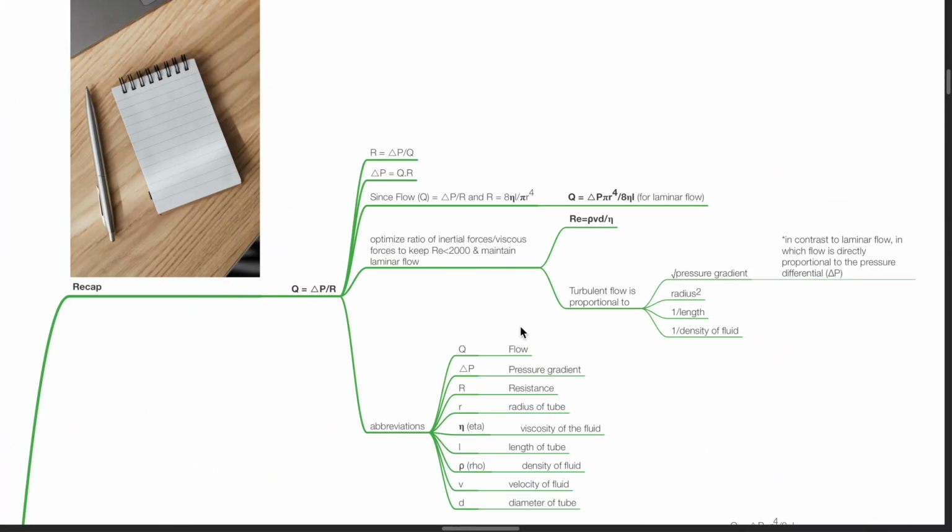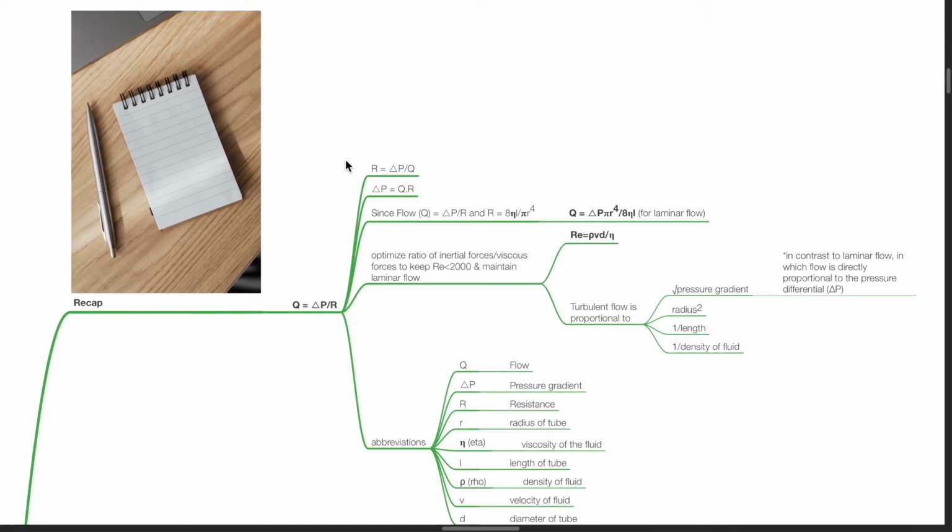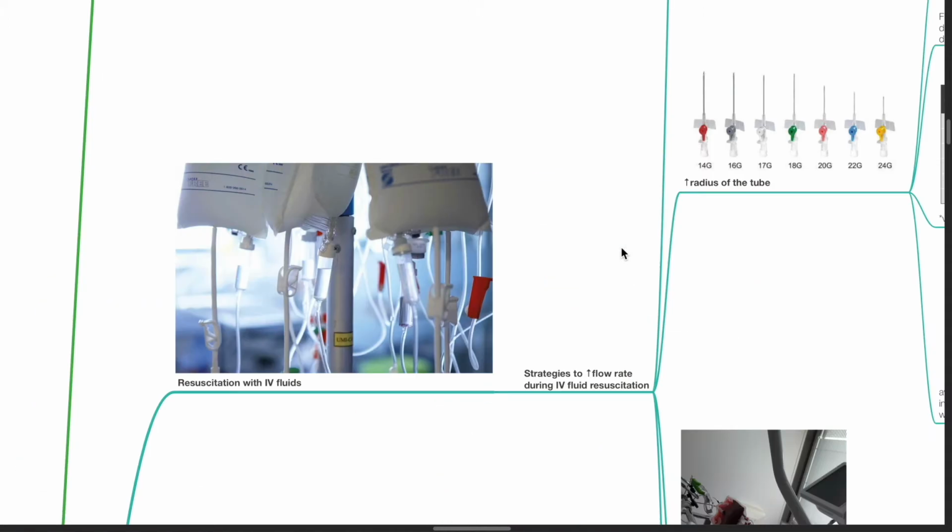As a recap, flow equals delta P, which is the pressure gradient, divided by R, resistance. This can be rearranged as R equals delta P divided by Q, or delta P equals Q times R. The Hagen-Poiseuille equation for laminar flow is flow equals delta P times pi times R to the power of 4 divided by 8 eta L, and Reynolds number is rho Vd divided by eta.